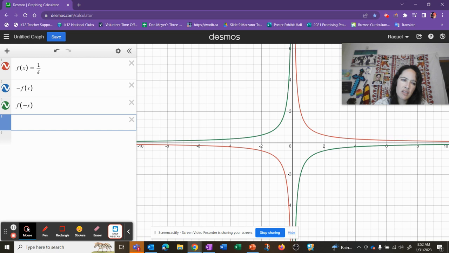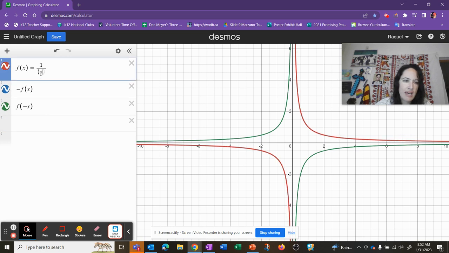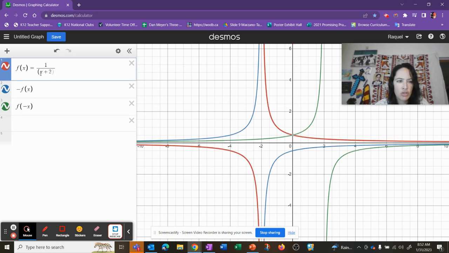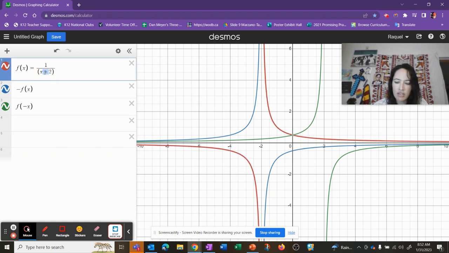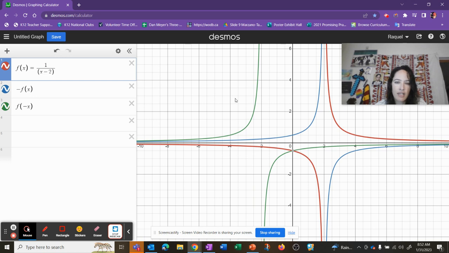When it starts to change is when we have this, let's say, plus 2. Now the shift is a little bit different. Do you see the green and the blue? The green and the blue will change. It's just harder to tell algebraically from the standard function. Watch, let me make this a minus 2. The green now changed again.